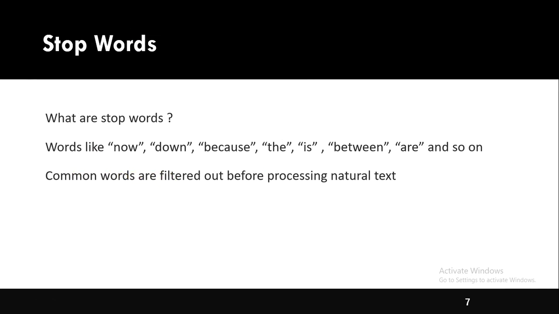Well, to make it easy and simple, stop words are those words in natural language that have very little meaning, that do not add much meaning to a sentence. So they can safely be ignored without sacrificing the meaning of the sentence. For example, words like now, down, because, the, is, between, and so on. Because these words do not add much meaning to the sentence, filtering out these common words before processing the natural text will really make sense.